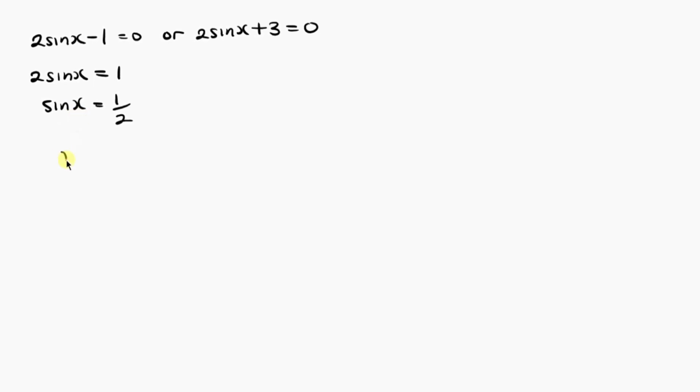So S is going to be equal to, when sine crosses to the right hand side, it becomes sine inverse of what? 1 over 2. So what is the sine inverse of 1 over 2? The sine inverse of 1 over 2 is equal to 30 degrees. Are you seeing that? Very good. But we are not going to stop here.